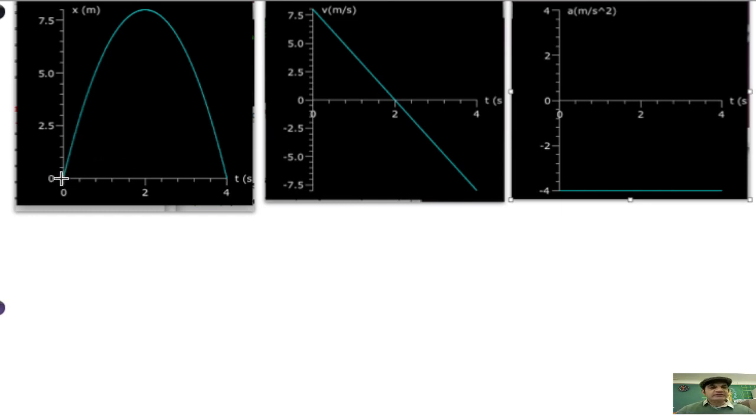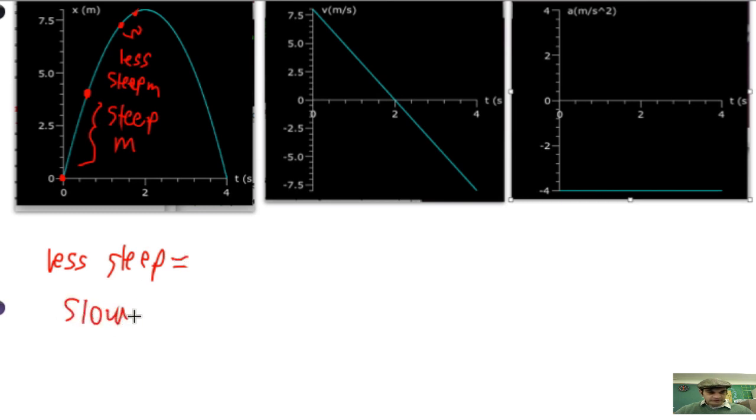I think the first sketch is pretty easy to get based on what we know from the buggy lab and the ramp lab. For example, here we have a very steep slope, and then here the slope gets less steep. I'm using M as an abbreviation for slope. We can remember that less steep equals slower. Then on the trip back down, as we go from here to here, it's less steep as well, and then it gets more steep as we go backwards. So we're gaining speed as we go backwards.